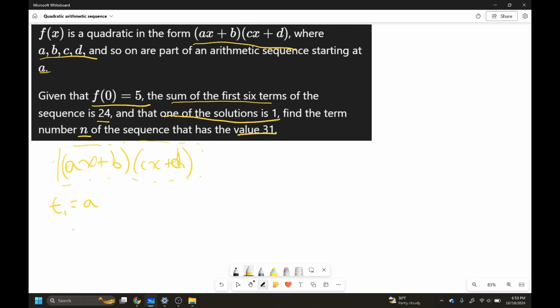So let's try that real quick. When we plug in 0, this will become 0, and this will also become 0. So we essentially know that b times d is equal to 5.